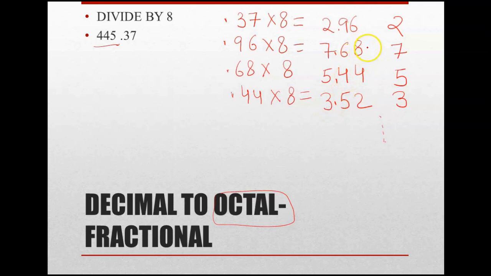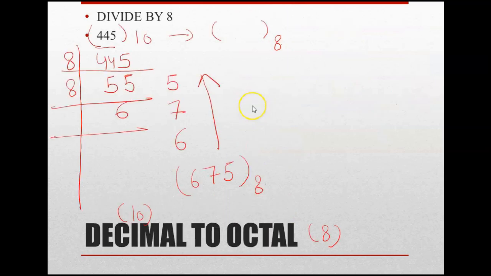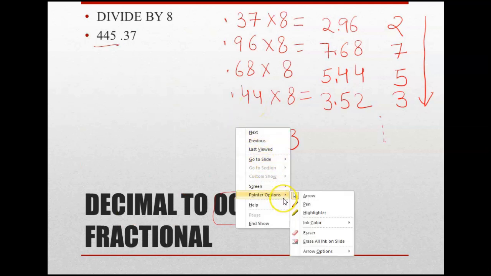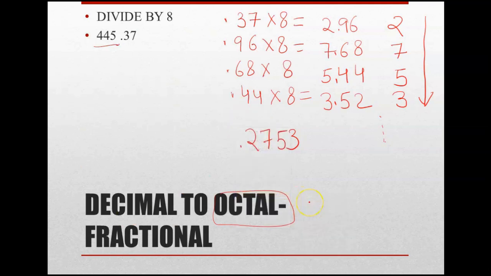So when you go for this answer, it will be from top to down. So this is 2753 after the decimal. And if you remember the previous one, it was 675. So you just have to add that value 675 here. So here it will be 675, and this whole thing is the answer for the complete number. Okay, so this is almost the same as the previous one.